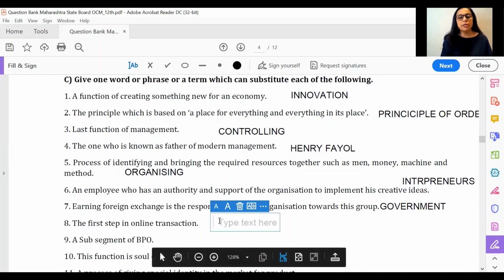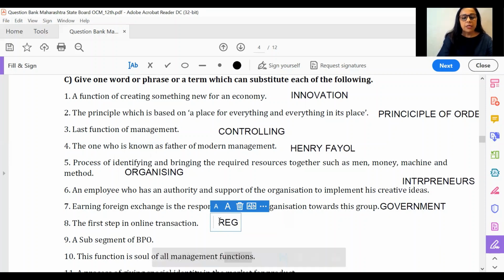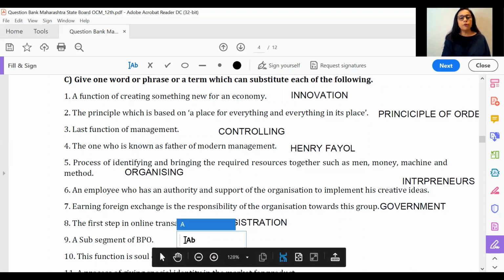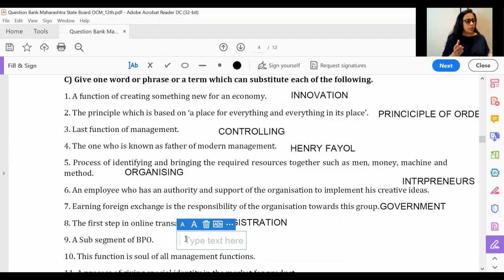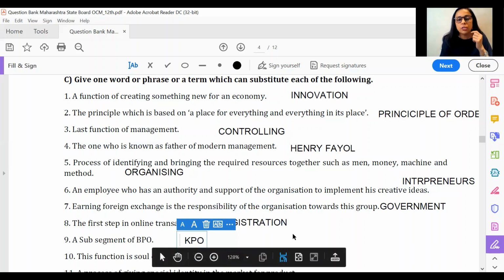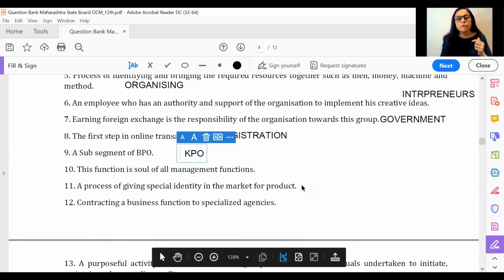Under first step in online transaction, we have registration as the main concept. Then we have the sub-segment of BPO, business process outsourcing. Which chapter are we talking about here? We're talking about the chapter of emerging modes of business, and under that you will see KPO, knowledge process outsourcing, is a type of business process outsourcing. So this is about the 9th objective. I hope you're making the markings as we move on.